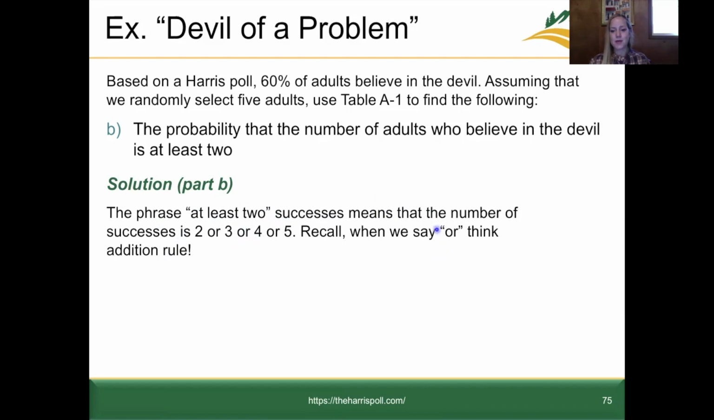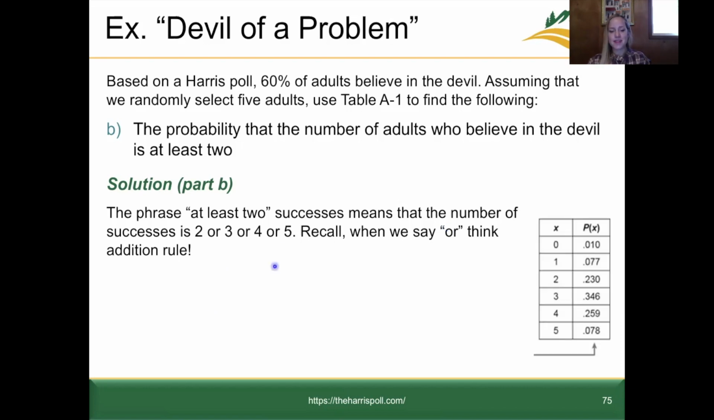Remember what we think when we hear "or": that's our addition rule. So this scenario, or this scenario, or this scenario. This is as opposed to the multiplication rule. Remember, for the multiplication rule, it's that this scenario happens, and this scenario happens, and this scenario happens, etc. So really, we want to know the probability of 2, or 3, or 4, or 5. When we say "or," we're really going to add those probabilities together.